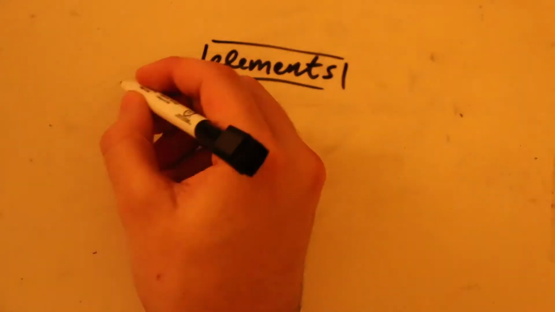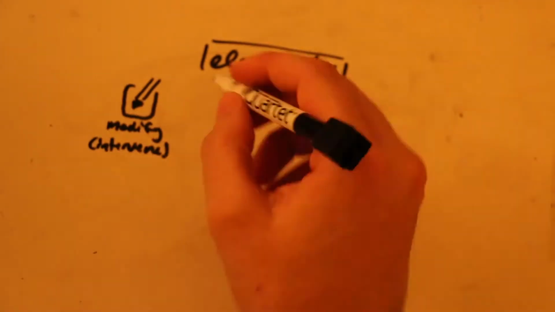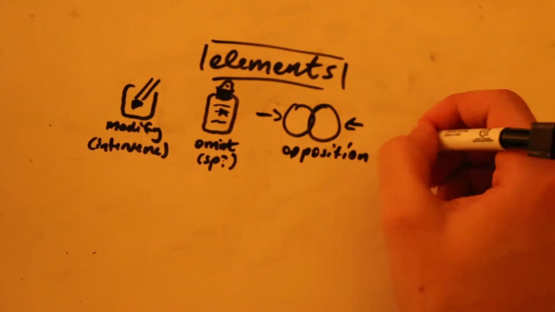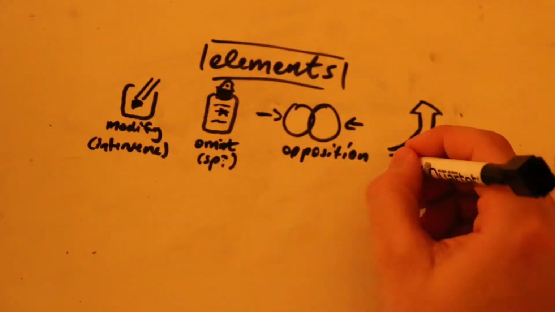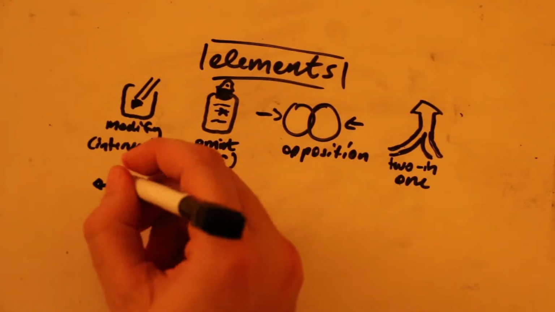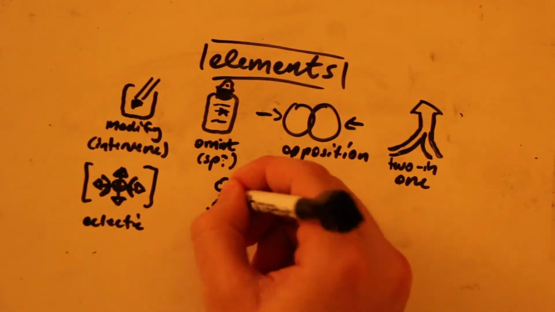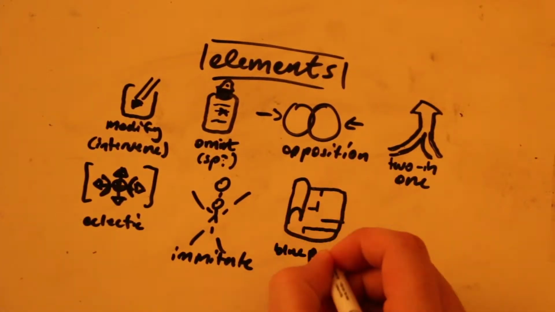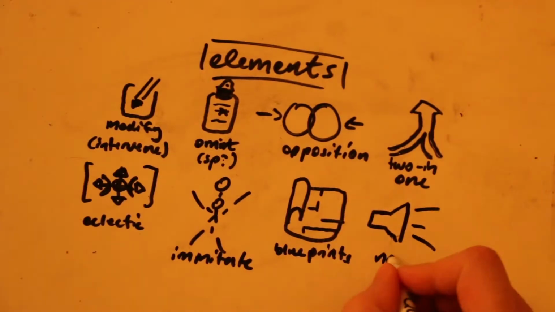Now we move on to some elements where we often have to modify designs, omit specific designs, use opposition in designs, create some sort of 2-for-1 deal, use the eclectic nature of some sort of natural phenomenon or thing that we're designing, imitate, create blueprints, and utilize the noise.